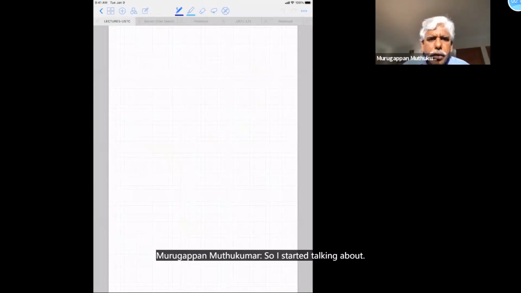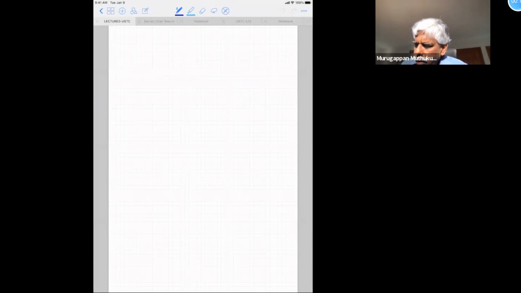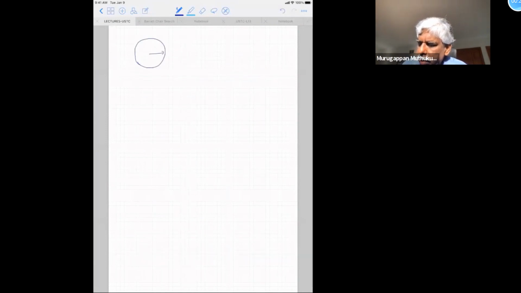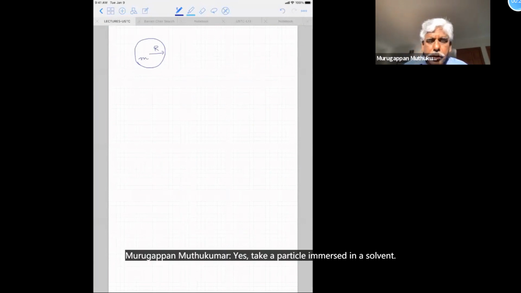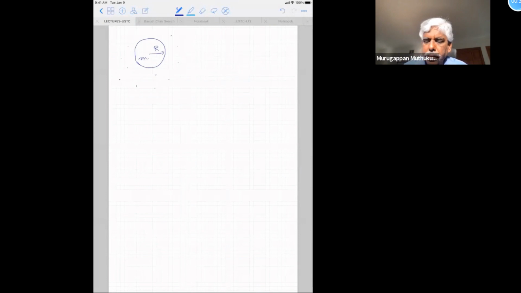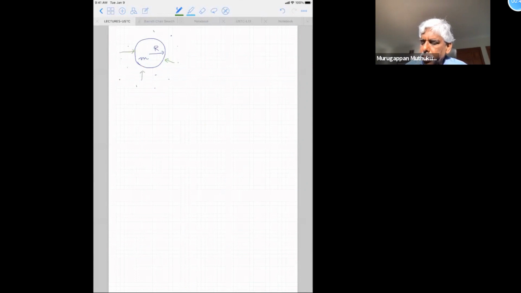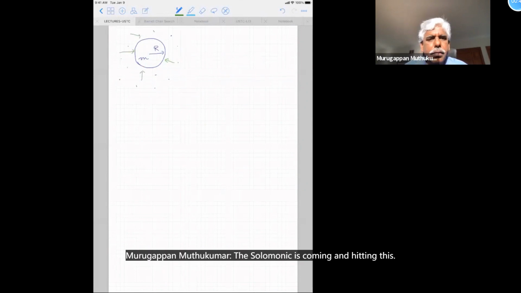So I started talking about a particle immersed in a solvent, a rigid particle of radius r and mass m, a spherical particle immersed in a solvent. And then the solvent molecules are bombarding this particle in random directions and with some random values. The solvent molecule is coming and hitting this.